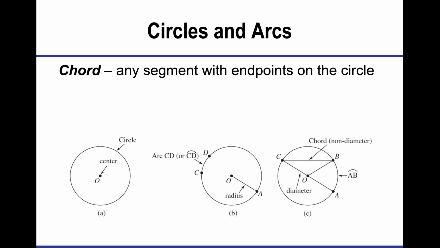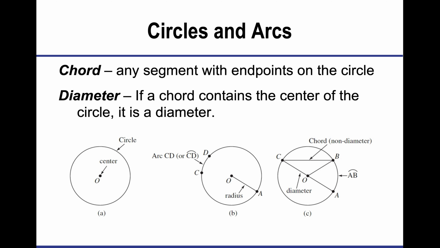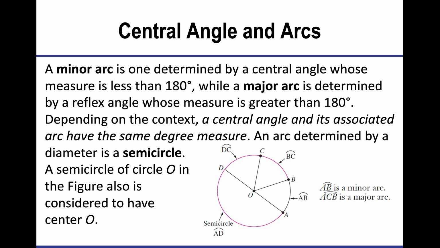A chord is any segment that has an endpoint on the circle. It has to have both endpoints on the circle. A diameter goes through the center and has endpoints on the circle.